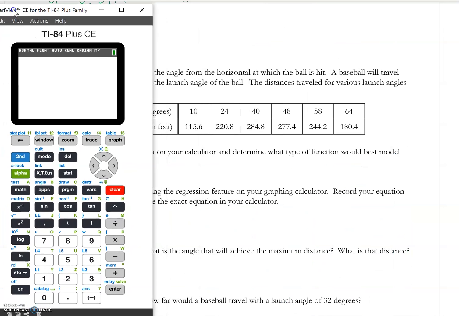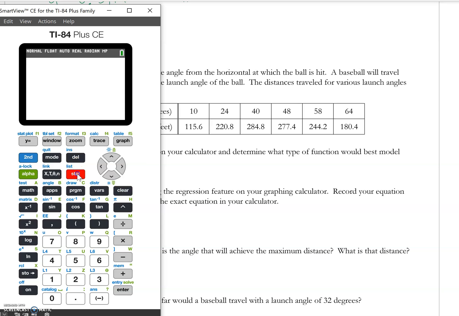You are going to, again, hit your stat button, hit edit, and you already have things in L1 and L2. So for most of you, if you have a calculator like mine, you're going to scroll up so that L1 is highlighted, hit clear, and then scroll back down, and all of those numbers should disappear. You're going to do the same thing for L2. You're going to scroll up, hit clear, scroll back down. If that's not working for you for some reason, you can always just second plus 712 to reset it, and then it should be clear from there as well.